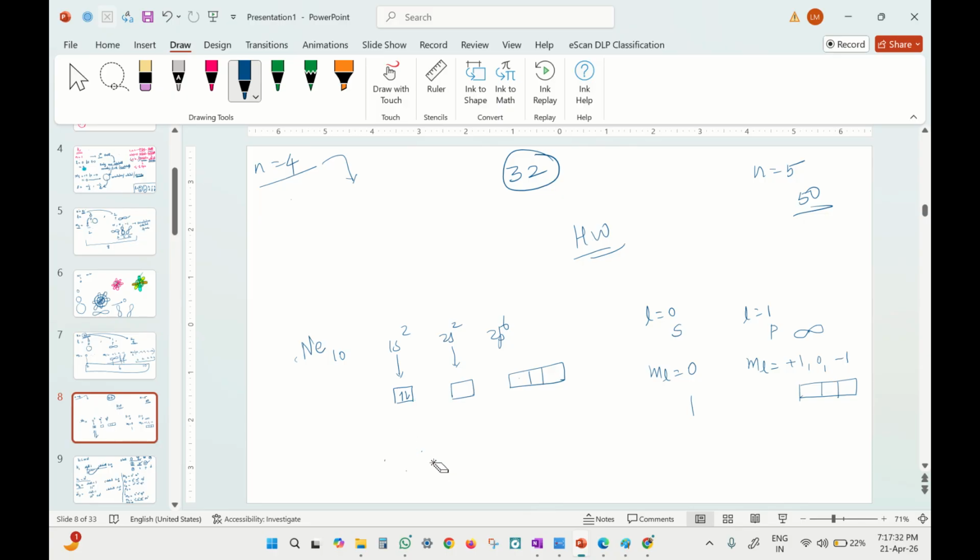So 2s2, 2p6, 6 electrons. 1, 2, 3, 4, 5, and 6. Is it okay? So the moment you see 2p6, you should understand that it is coming from the second shell, p subshell. Therefore, it should have L is equal to 1. So there are three possible ML values, +1, 0, -1, each one containing 2, 2, 2, and therefore 6 electrons. Is the breakdown clear?